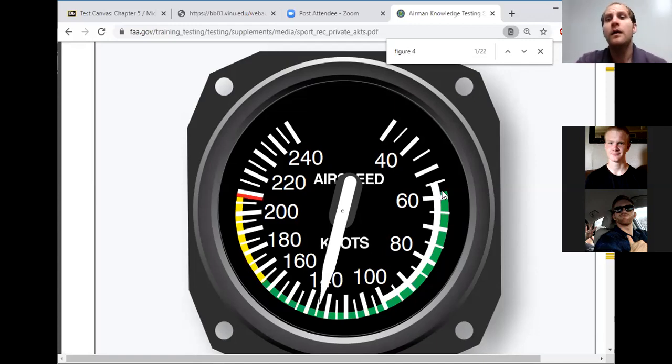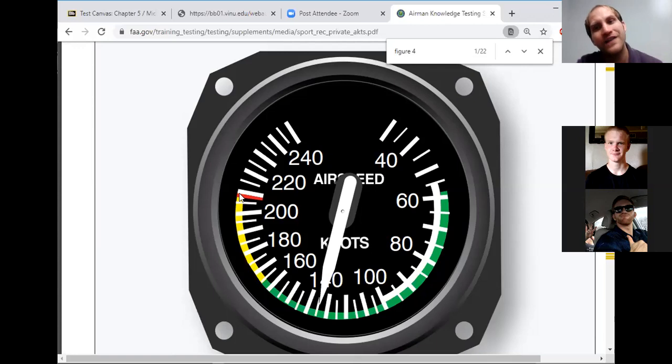So the power off stall speed of this airplane is probably about 57 knots or so in a clean configuration, the green arc. That's different than the white arc. The lower limit of the white arc would be your stall in a landing configuration, in a dirty configuration with the flaps and gear extended. Remember, top of the white arc would be the maximum flap extension speed. And remember the red radial line, VNO.